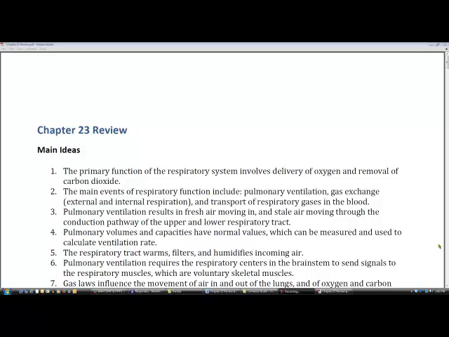Breathing is the most easily measured of the respiratory functions, and we measure breathing with measurements of the pulmonary volumes and capacities. Pulmonary volumes are sort of subdivisions of the lungs. Capacities are combinations of those volumes, and you can measure by how much air you inhale or exhale through a special device called a spirometer. And then from that, we can calculate the ventilation rate just by counting how many breaths you breathe in a minute.